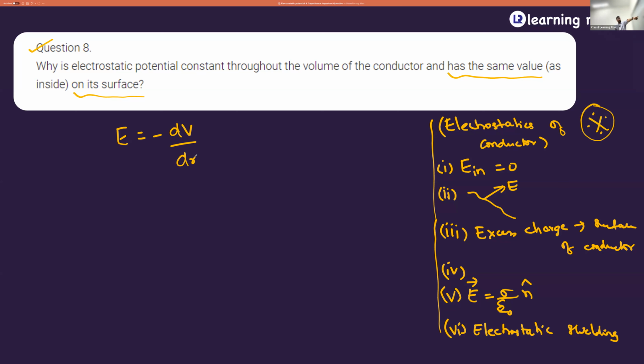So let's take the first point. What is the electric field inside the conductor? Because they're saying constant throughout the volume of the conductor, meaning inside. So inside the electric field is going to be 0. So derivative of something is 0 means that something should be a constant. So V should be a constant. And that is the reason why the potential is constant throughout the conductor, but the electric field is 0. Is the point clear? So make a note of this.